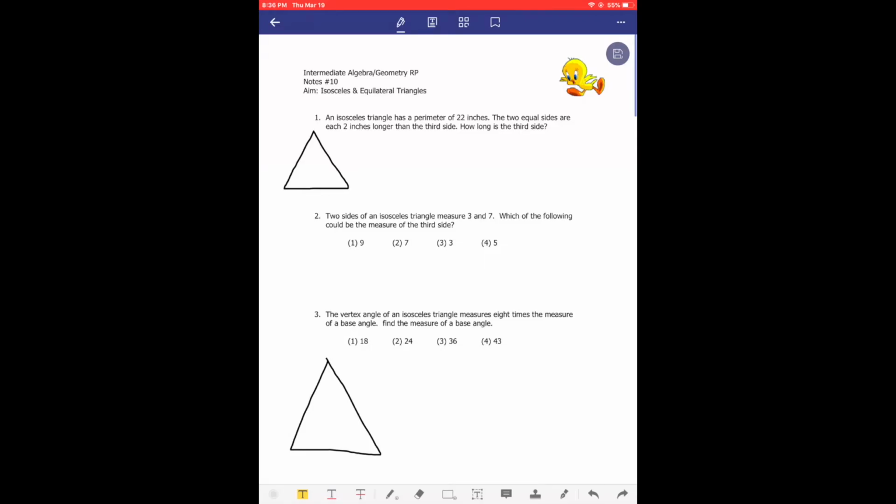Good morning. Today we are going to be doing notes number 10. We will learn about isosceles and equilateral triangles.